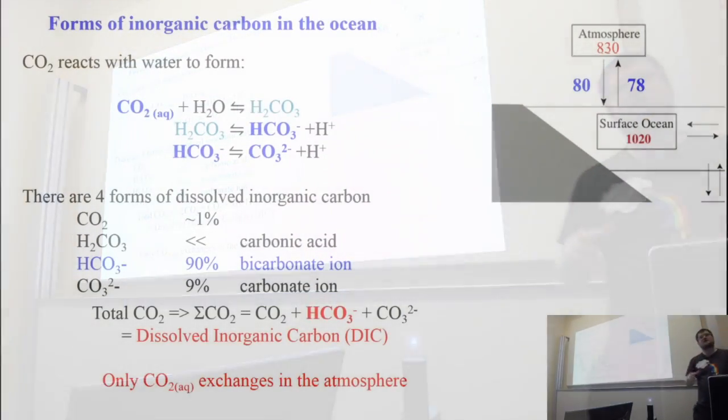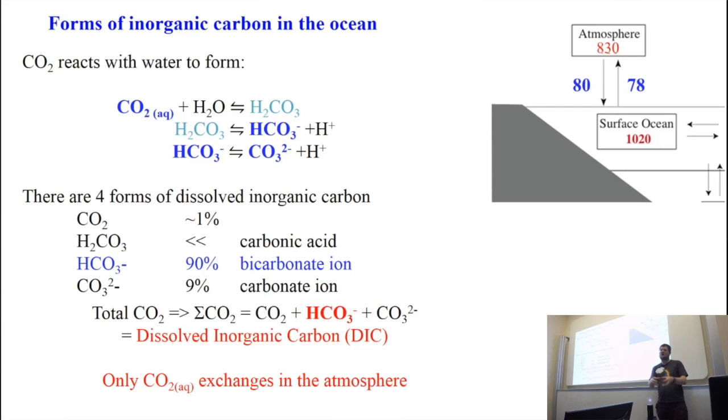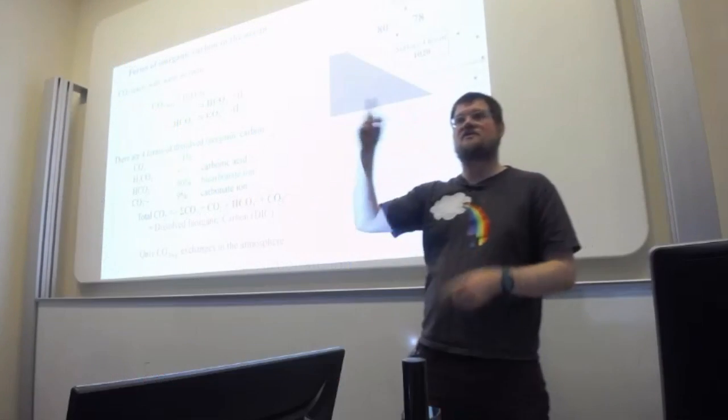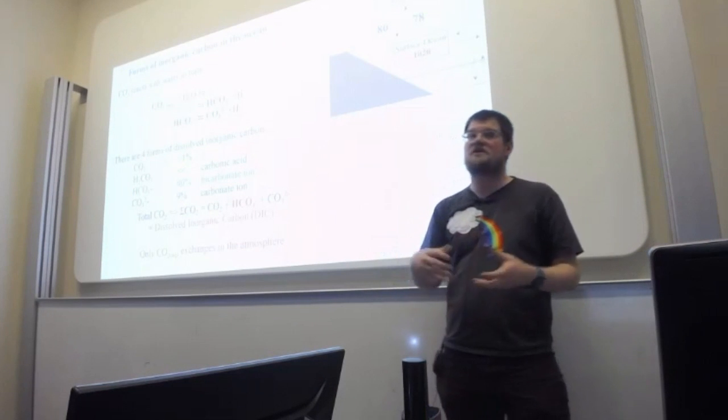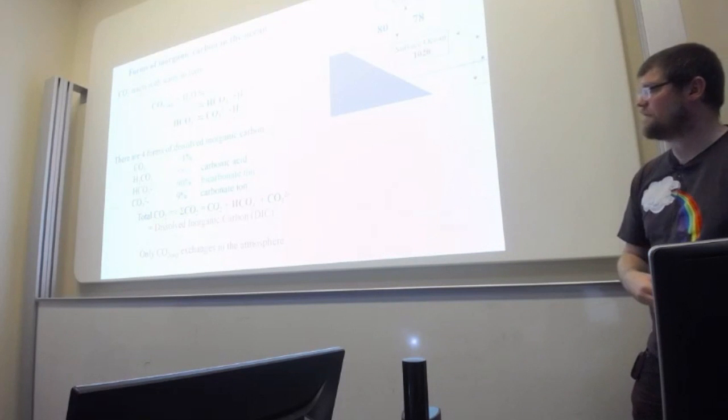This is really important because only the carbon dioxide molecule can exchange with the atmosphere. All of these other forms of carbon are not gaseous, so they can't get back out of the ocean. What this means is that Henry's law determines the concentration of the CO2, but there can be much more carbon dissolved in the ocean because these other species don't count towards the exchange with the atmosphere. This is the reason why the ocean has much more carbon than the atmosphere.